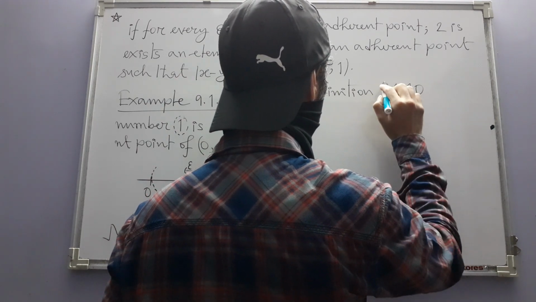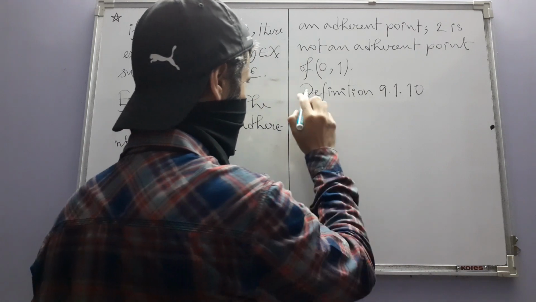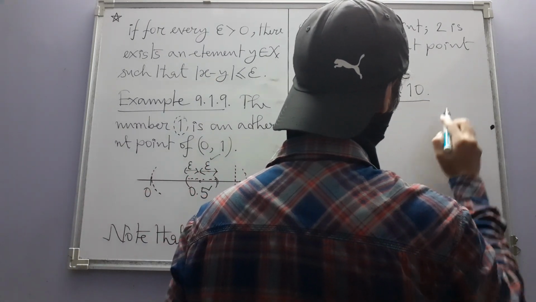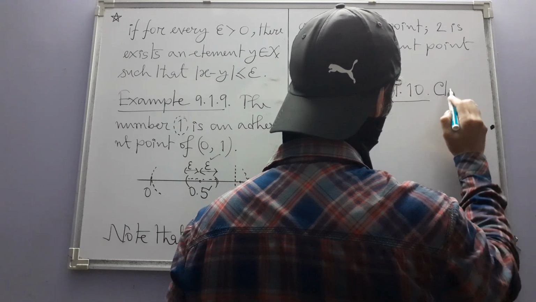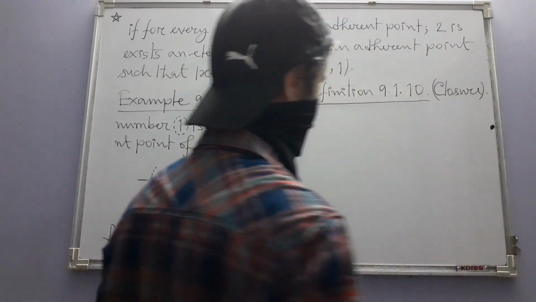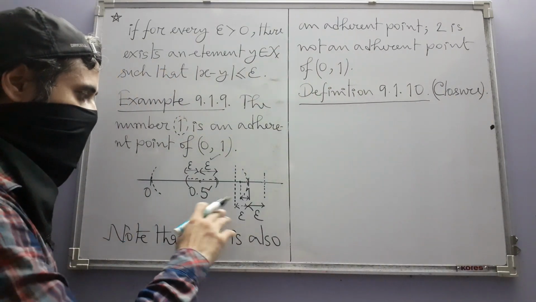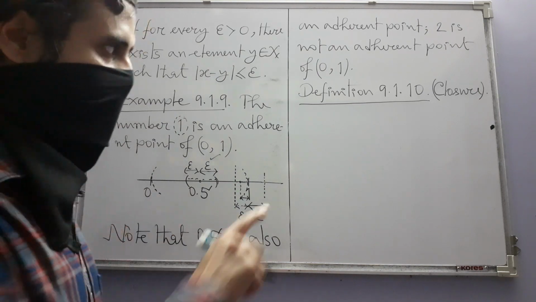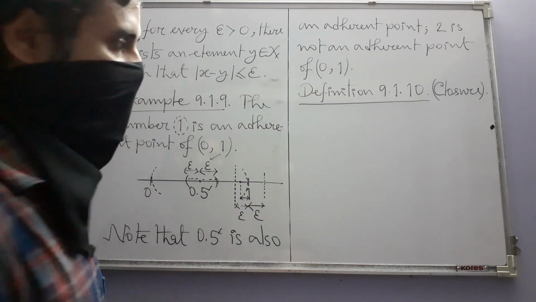Because we are saying so much about adherent points, it is an important concept, likely you may be thinking, and yes, it is. So it would be helpful if we name the set of all adherent points of a set something, and that thing is called the closure of a set.